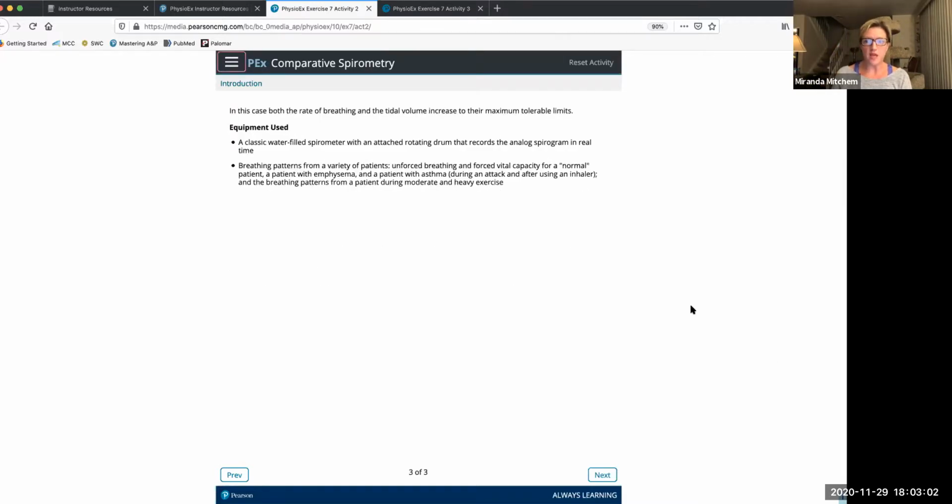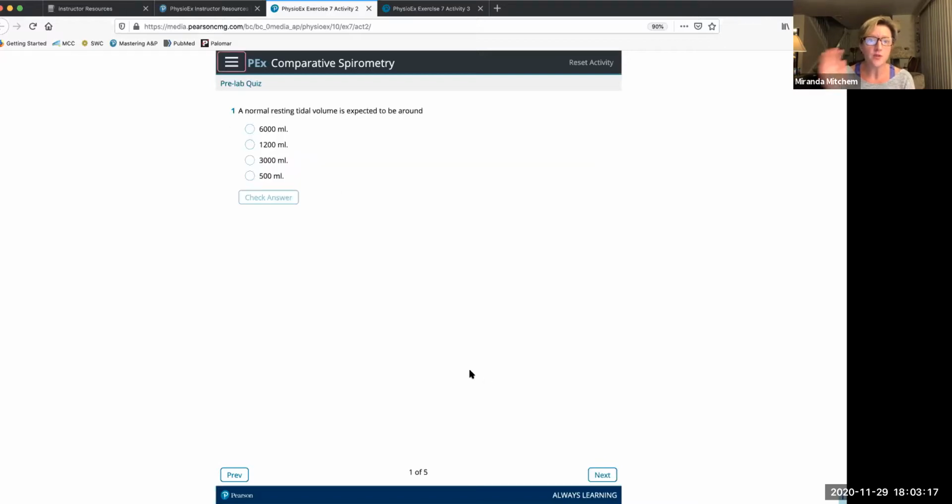So we're using the same setup as we saw in activity 1. So this is a spirometer, a water spirometer. And then we're going to compare these different conditions. Okay, so the normal resting tidal volume is expected to be what? We've got 600. No, it's way down here. 500. This is the tidal volume, our normal quiet breathing. There we go. 500 is correct.